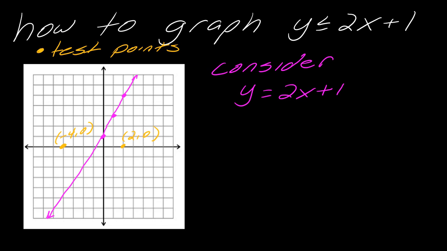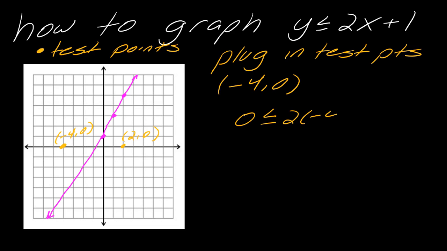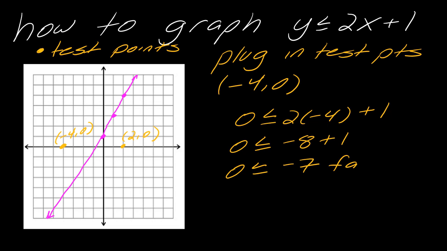Okay. So I want to do a little bit of experimentation with this. So let me clear a little space, and now I want to plug in the test points. Starting with -4, 0. I'm going to plug this right into the inequality, and I want to see if this gives me something true. So this is going to be 0 is less than or equal to 2 times -4 plus 1. So this is 0 is less than or equal to -8 plus 1. So this says that 0 is less than or equal to -7. Is that true or false? That is false, right? So this side is the false side, okay?